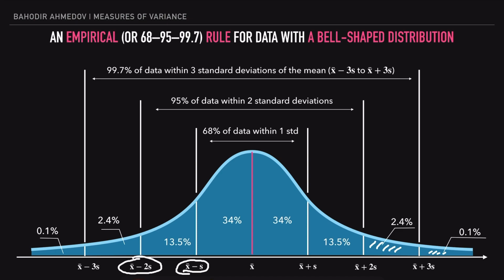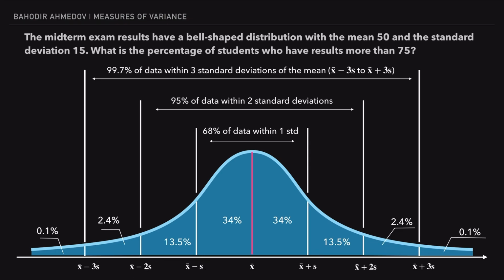So for example, in university, sometimes the scholarships or some stipends or grants are distributed among the top 5 or top 2 or top 1% of the students. And essentially, if you've got your grade after the midterm exam, you can figure out where your grade is. So for example, the midterm exam results have a bell-shaped distribution. Usually this is what we expect. With the mean 50 and the standard deviation 15, what is the percentage of the students whose result is more than 75?